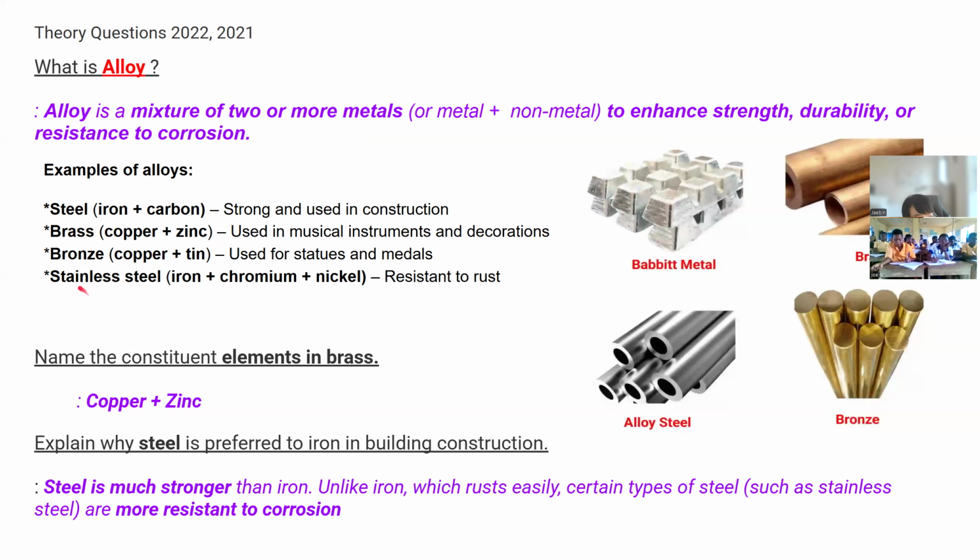Maybe the theory question asks you to name the constituents, the parts, of brass. We can see here that brass is a combination of copper and zinc. So we put the answer as copper.